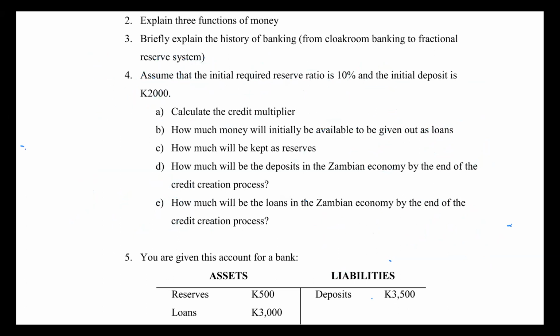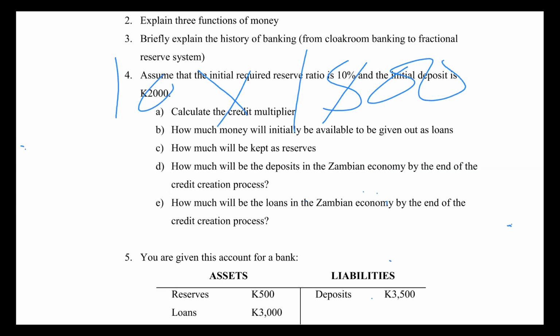Then the question is, what will be the excess reserve? So you again take the reserve of 10% of 1,800. That will give us the reserve. Remember, you reserved the 200 kwacha. Now again, you do the same.